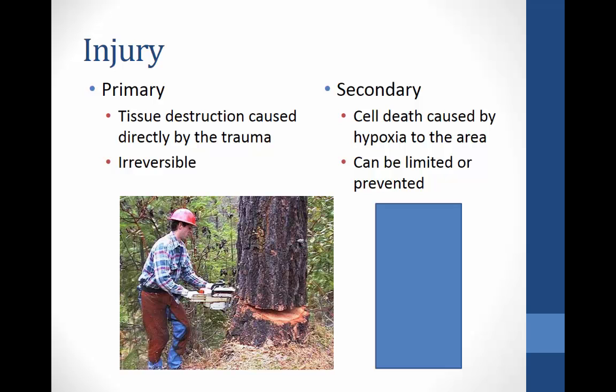So, if we look at the picture, say this guy stops in the middle of cutting the tree with a chainsaw. The area that has been cut by the saw is the primary injury. The areas around it are still alive, but will die due to lack of water and nutrients if left untreated. This is referred to as our secondary injury.